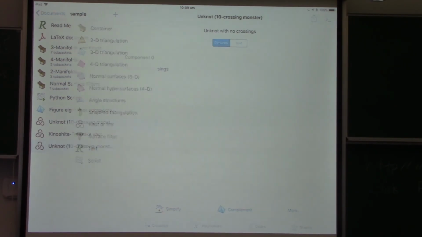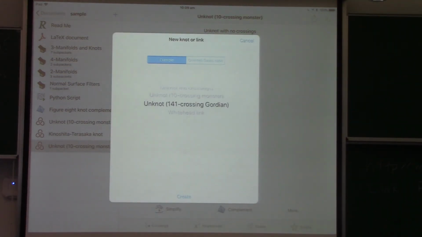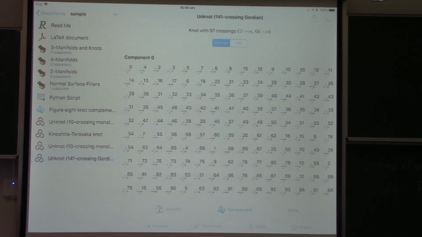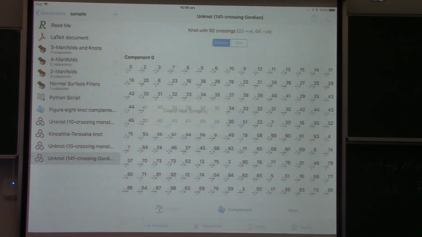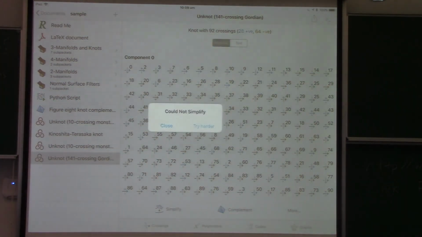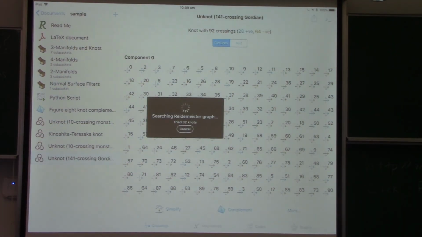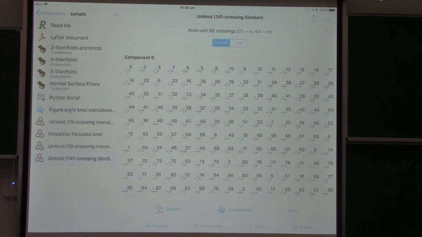So let's build the Gordian unknot, which has 141 crossings, and let's try and simplify this. As you see, it's having a bit more trouble. It got it down to 101, 97. At some point, it's going to get stuck. There's a little bit of randomness in there, so you try again. If it gets really stuck, once again, you can try harder, and this time it's searching the Reidemeister graph. It's doing a breadth-first search through Reidemeister moves. It's not going to finish before I finish, so I'm going to kill that.